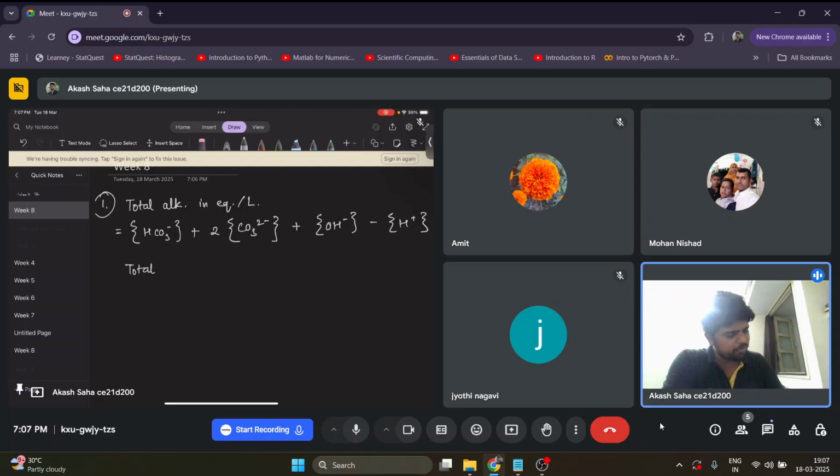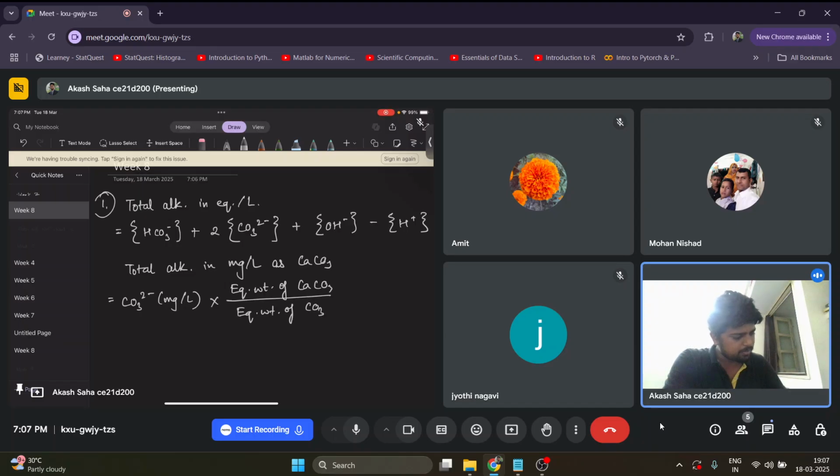And then if we convert this total alkalinity in milligram per liter as CaCO3, what would happen? So simply we have to take, suppose carbonate ion concentration is there in milligram per liter. Okay, you have to change in terms of as CaCO3. So we will multiply it with equivalent weight of CaCO3, so everything is in terms of CaCO3, divided by equivalent weight of carbonate ion. Okay, so this is the first one. Then plus, again in milligram per liter, into equivalent weight of CaCO3 divided by equivalent weight of HCO3 minus.